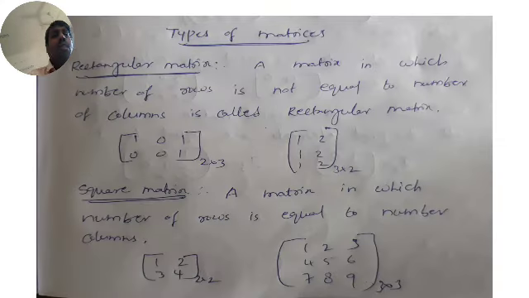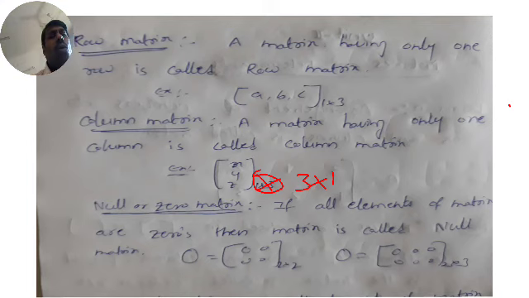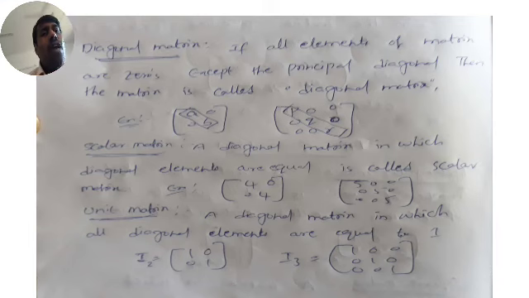Coming to the types of matrices: rectangular matrix, number of rows not equal to number of columns; square matrix, number of rows equal to number of columns; row matrix, only one row; column matrix, only one column; null matrix, all elements are zeros, denoted by O. A diagonal matrix, except the principal diagonal, all other elements are zeros. Scalar matrix, the diagonal matrix in which the principal diagonal elements are equal. Unit or identity matrix, the diagonal matrix in which the diagonal elements are equal to 1, denoted by I. I2 means identity matrix of order 2, that is 2 rows, 2 columns. I3 means identity matrix of order 3, that is 3 rows, 3 columns.